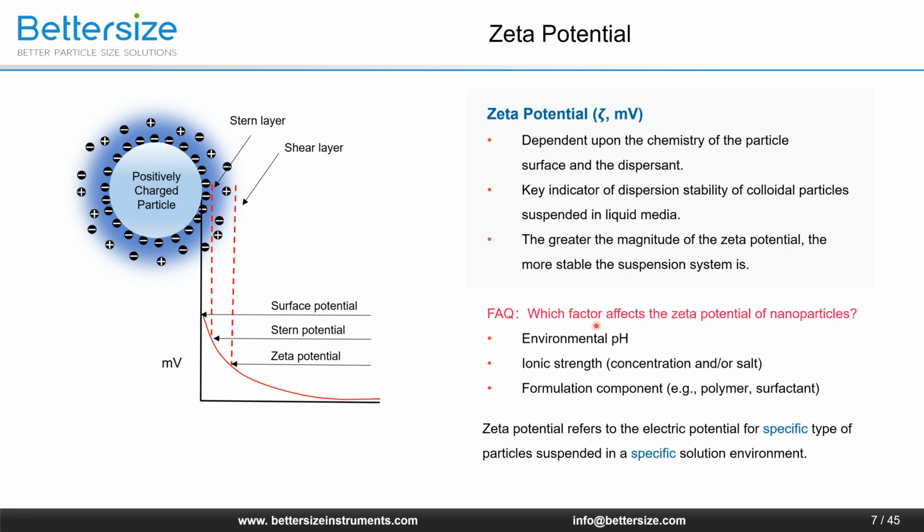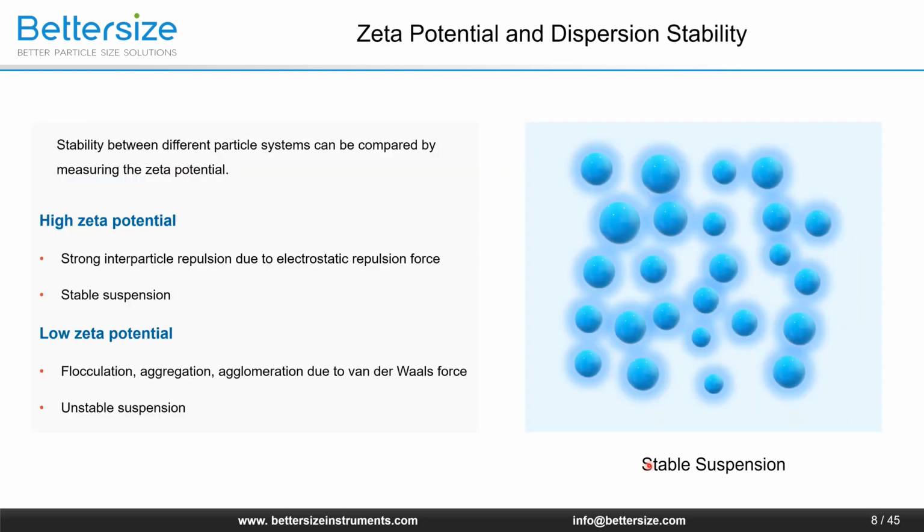Regarding zeta potential, one of FAQs is which factor affects the zeta potential of nanoparticles. In general, the magnitude and the sign of zeta potential depend on the chemical composition on the particle surfaces, and also the environment in which particles are dissolved, such as pH, ionic strength, and formulation component. So, keep in mind that zeta potential refers to the electric potential for specific type of particles suspended in specific solution environment. It enables the stability comparison between particle systems from different environments, formulations, and manufacturing processes.